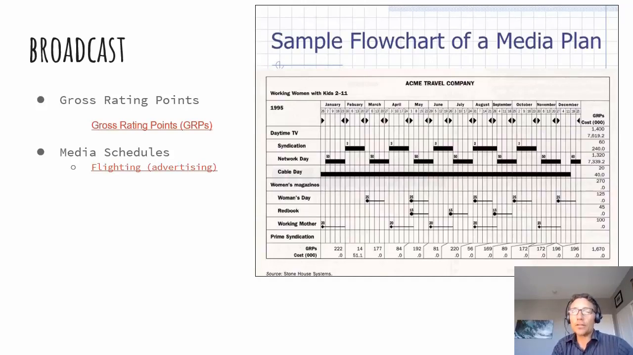And on the far right of this sample flowchart of a media plan, on the far right column, you'll see something called GRPs, cost in thousands. And I'll explain that stands for gross rating points. I'll explain that in a minute.